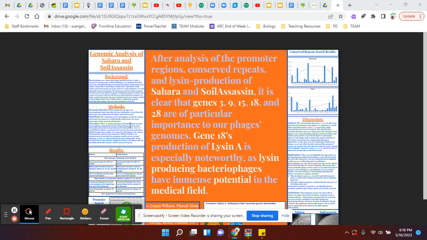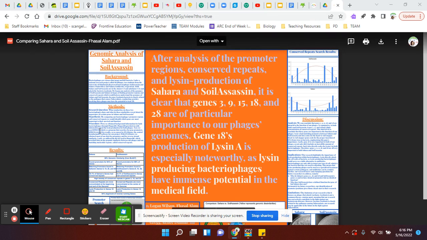The implications of Fhasal's and Logan's research are far-reaching. The host bacteria, Gordonia, while not very infectious itself, is related to its cousin pathogen that causes tuberculosis. Genomic research on Gordonia's bacteriophages, then, may help assist in the treatment of TB. I will now hand it over to Logan Wilson.